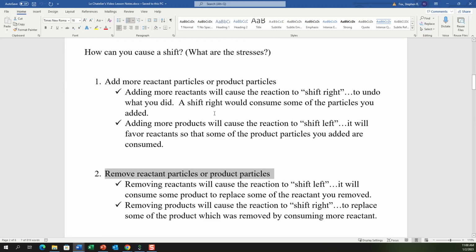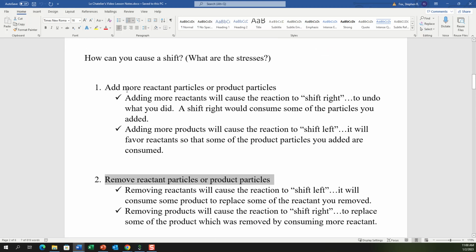Okay. So let's talk about what happens when you add a reactant or add a product. The other key thing to understand is that only things that are in the aqueous state or the gaseous state, if you add or remove them, will cause a shift. If something's in the solid state or the liquid state, you're not going to cause a shift. There are a few exceptions to that.